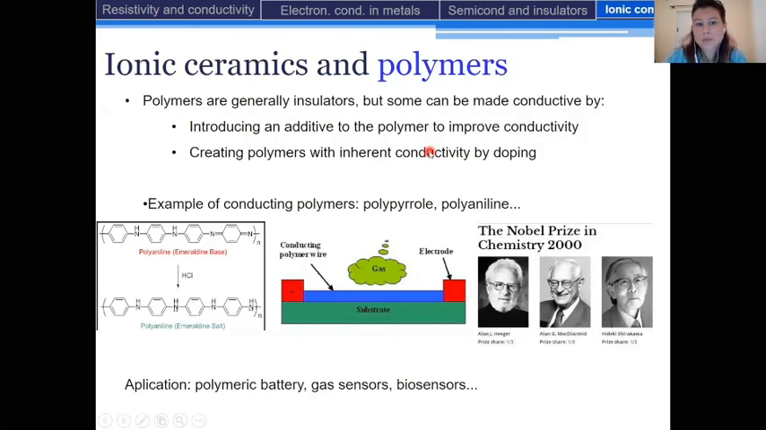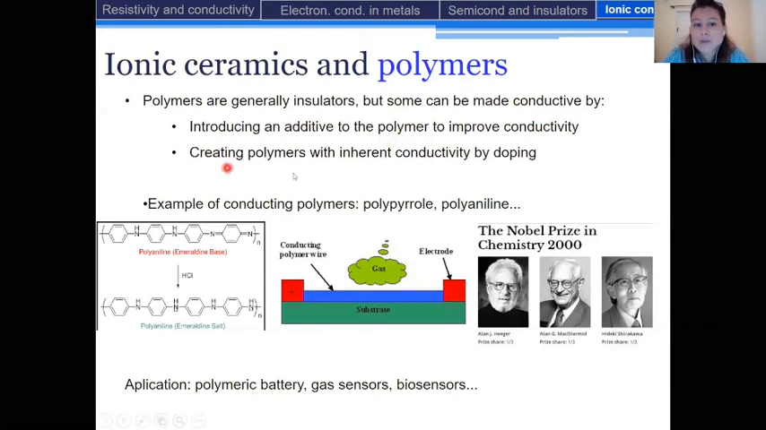Most polymers are insulators, but some can be made conductive by introducing an additive to the polymer. For example, we can introduce conductive particles to create a composite. These particles can be graphene, or can be carbon black. By controlling the amount of particles and the kind of particles, we control the conductivity, and we can modify the conductivity of these polymers.